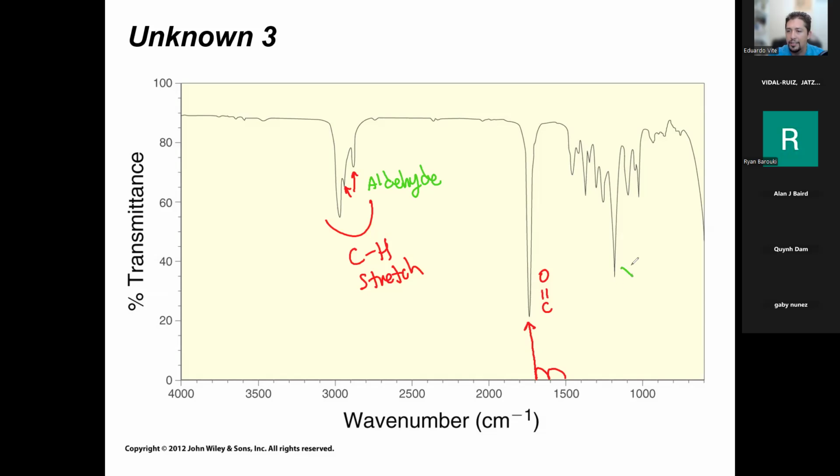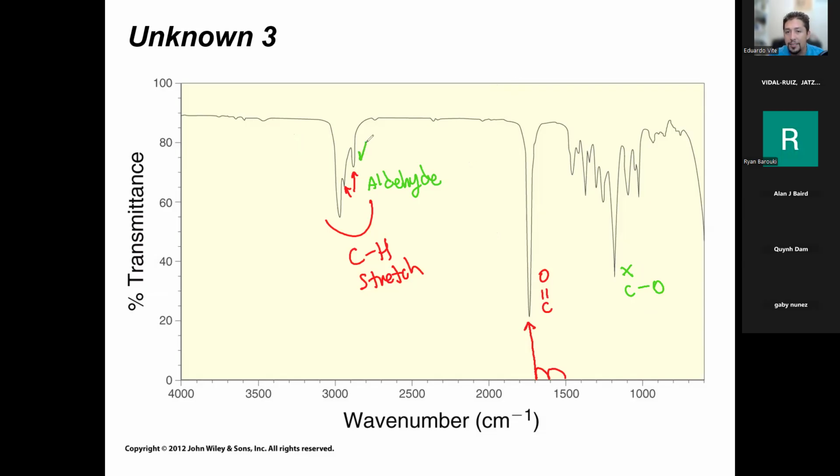This is not characteristic of an ester carbon oxygen bond. So I would say that this is not a CO. So it's not an ester. It's not a carboxylic acid. It's not an amide, or you would have one or two peaks right there. So it's not that either. So it's either just a ketone or it's an aldehyde.